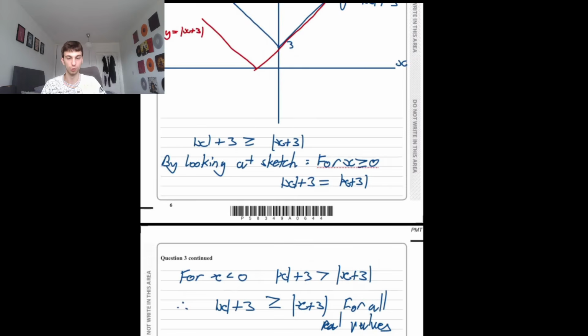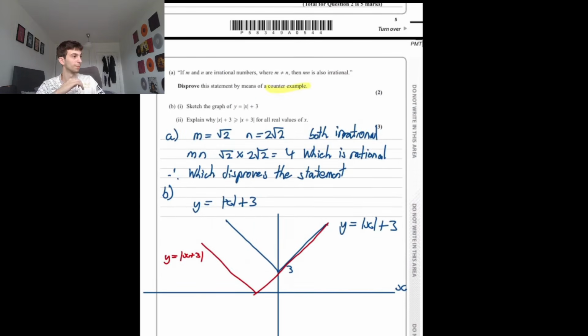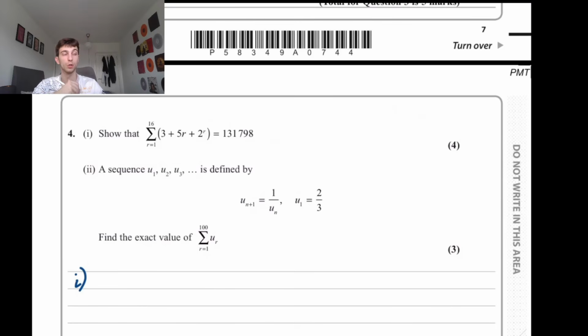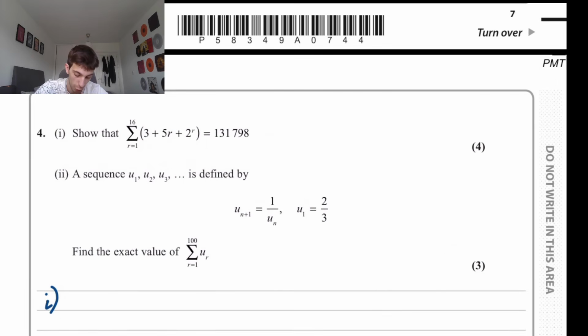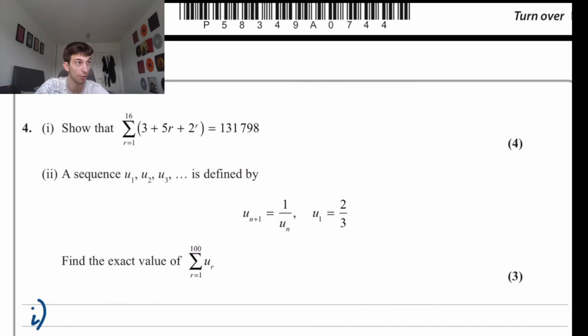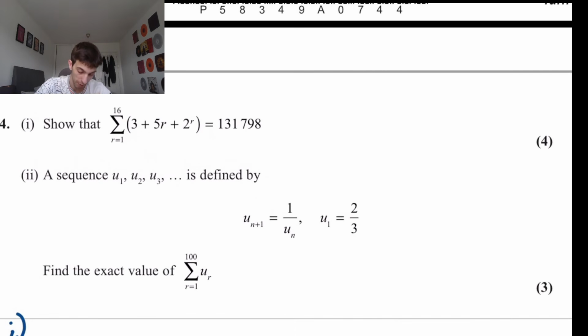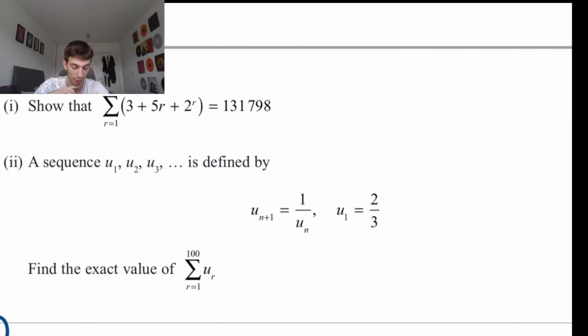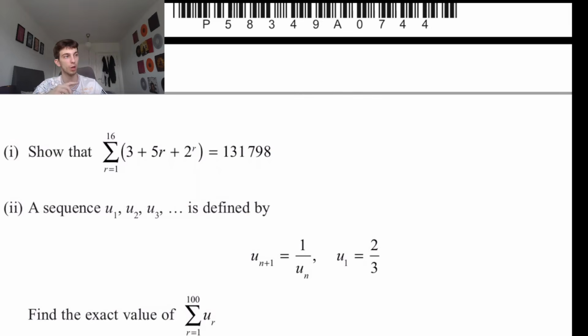Now moving on to question 4. So question 4, we actually have quite a tricky series question. For part I, we have to show that the summation, so don't get intimidated by the summation notation. It's just a summation from r equals 1 to r equals 16. So we plug in r equals 1, 2, 3, all the way up to 16 of 3 plus 5r plus 2 to the power of r equals 131,798.